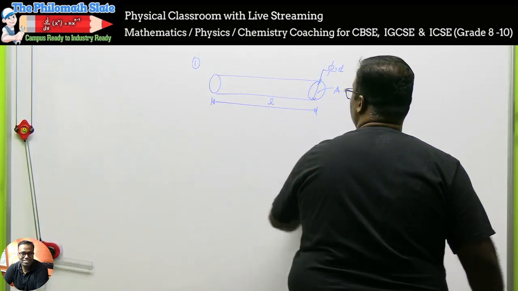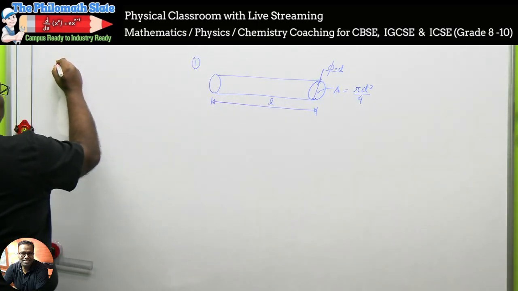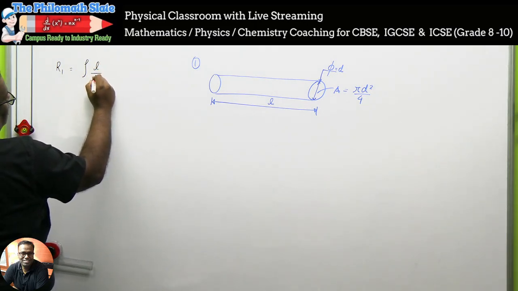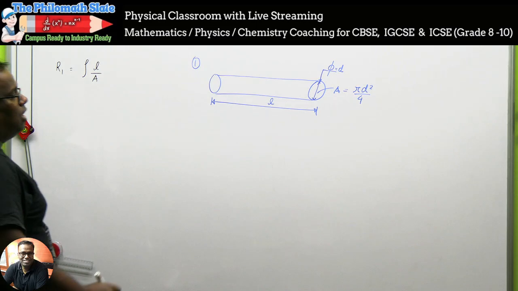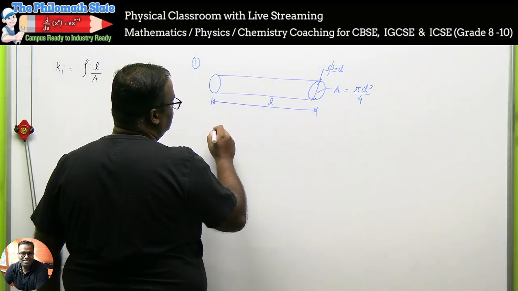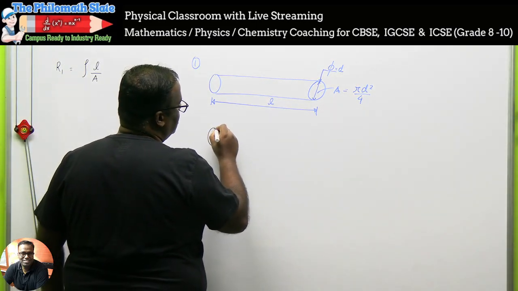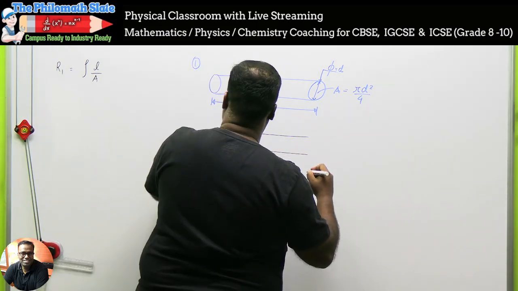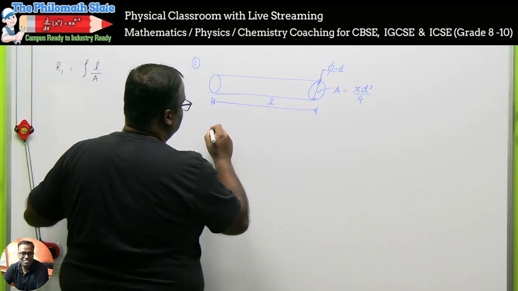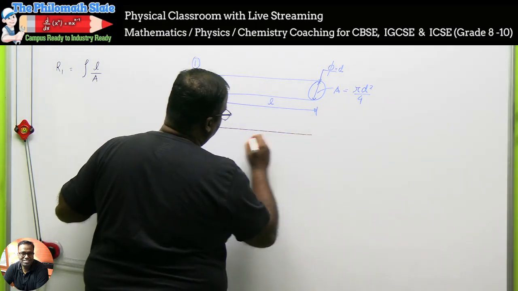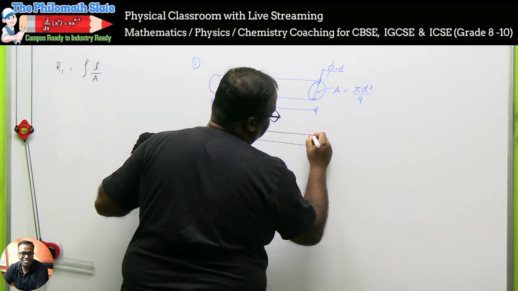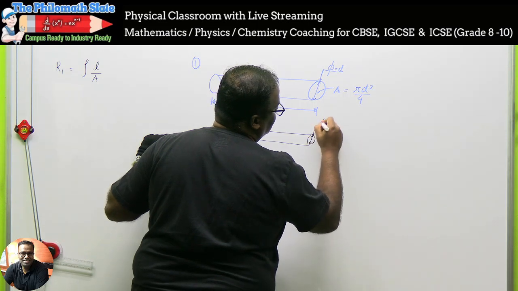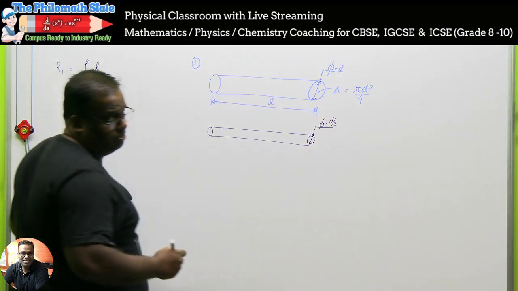Now scenario 1, what did we find the resistance in scenario 1? R1 is equal to rho L upon A. This is what we found. Agreed? Now we keep the length same and we will reduce the dia. अच्छा, ठीक है. So we'll keep the length same and we have reduced the dia. Now the new dia is equal to d by 2. हाफ कर दिया इसके डायमीटर को.